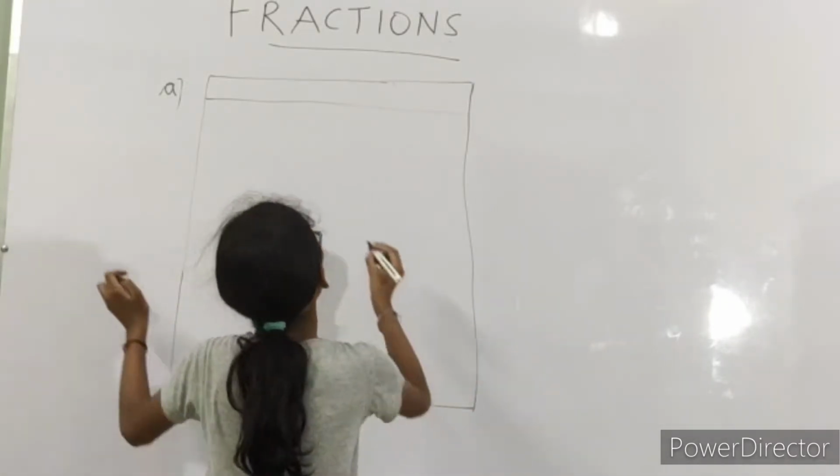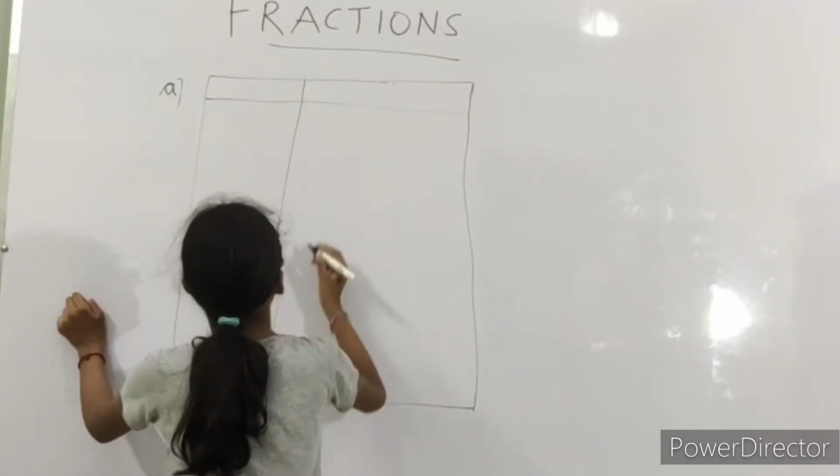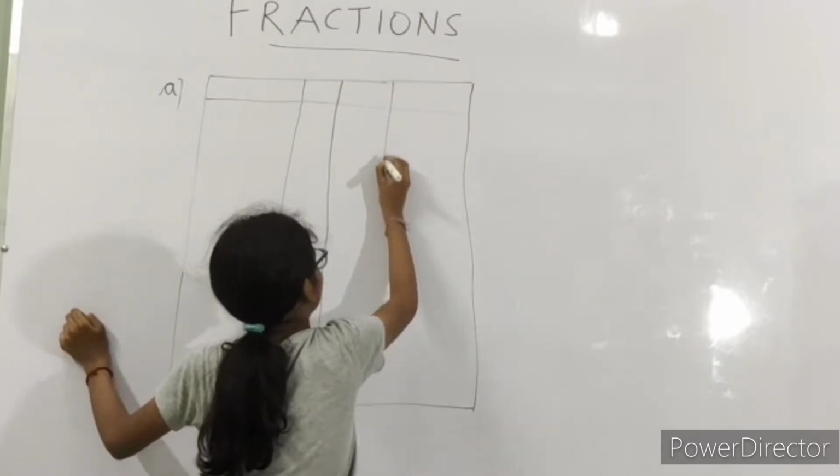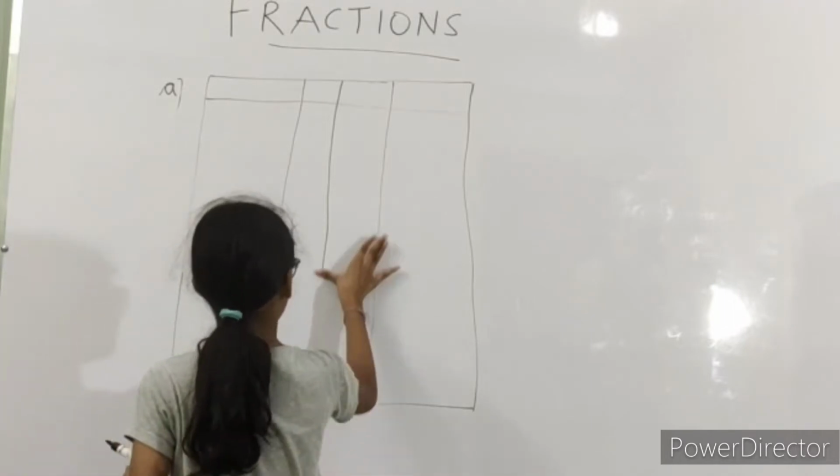I'm flying literally. Here I'll draw the bar model, and here you have to write the fraction, the numerator and the denominator. Let me make it much bigger.